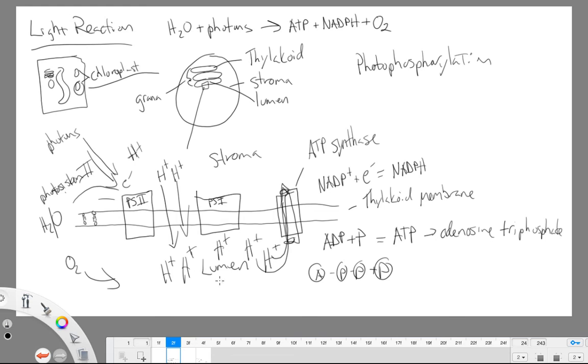But what I want to show you now is that electron transport chain in a little more detail. Right? So I mentioned that there is, well, let me just draw that. And I'll say this is a version of an electron transport chain. There's also an important electron transport chain in cellular respiration that we're going to look at too.